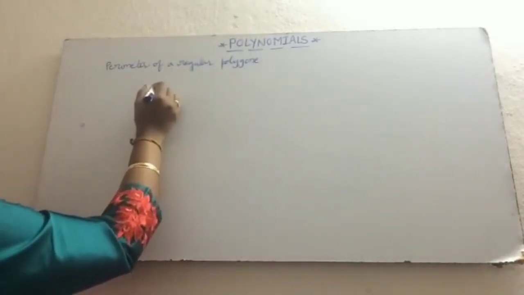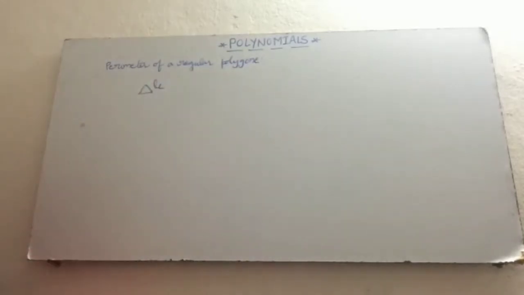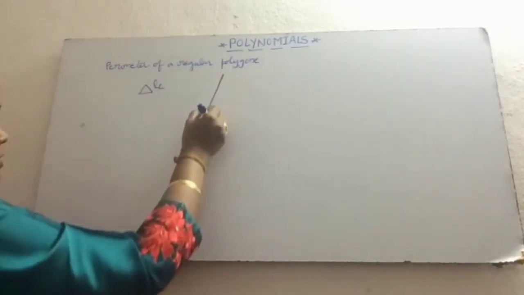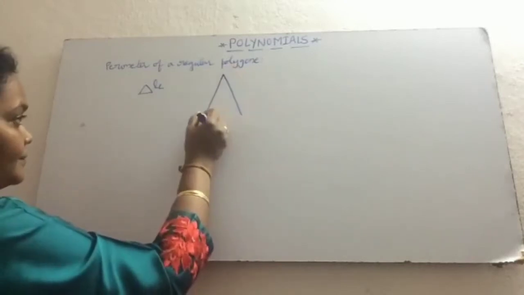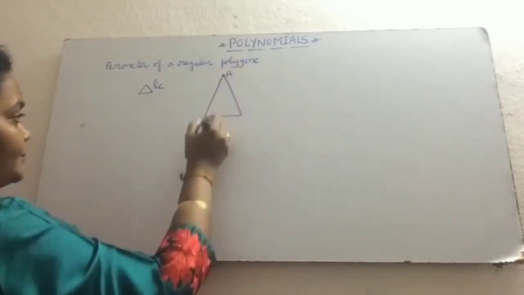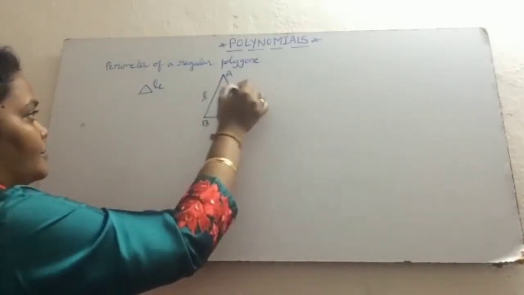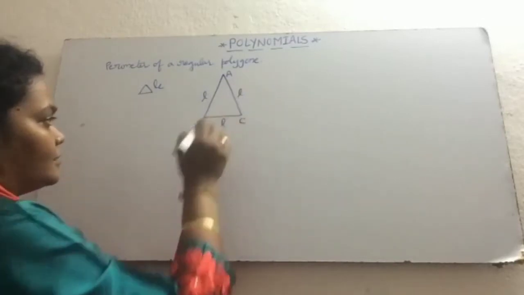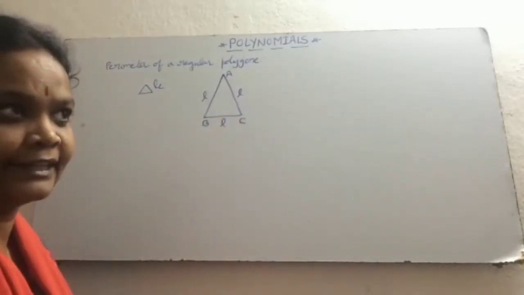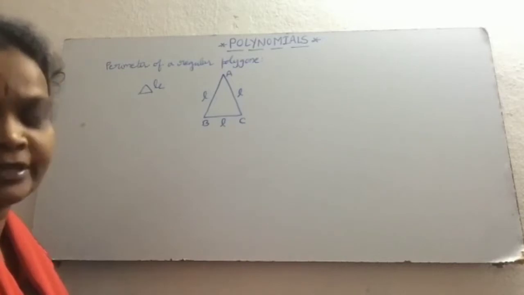All of you know about the perimeter of a triangle. Suppose we take a triangle ABC. What is the perimeter of the triangle? Suppose we take the length of all sides as L, L, L. What is the perimeter?